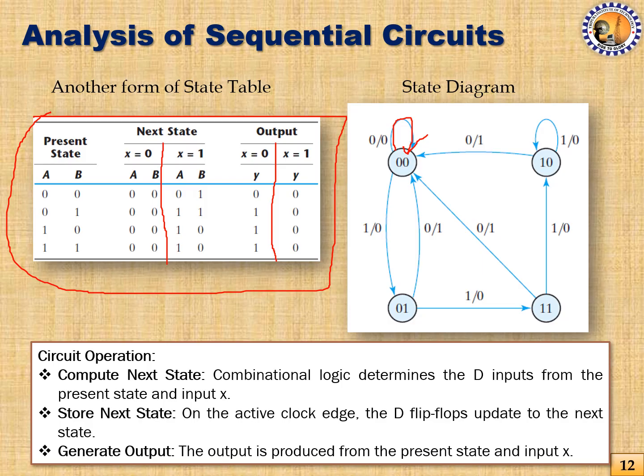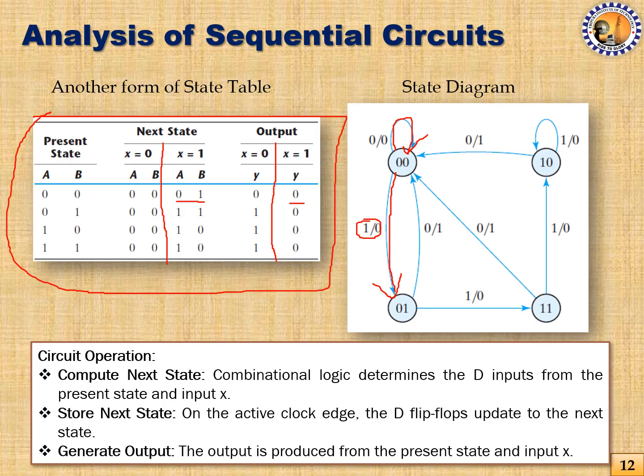Now, when we are in state 0, 0, and we apply a 1, what will happen? We will make a transition from the 0, 0 state to the 0, 1 state. As you can see, we can make a transition to the 0, 1 state. But during that time, the output will again be 0. So the input is 1, but the output is 0. In this way, we can draw this state diagram from the state table.